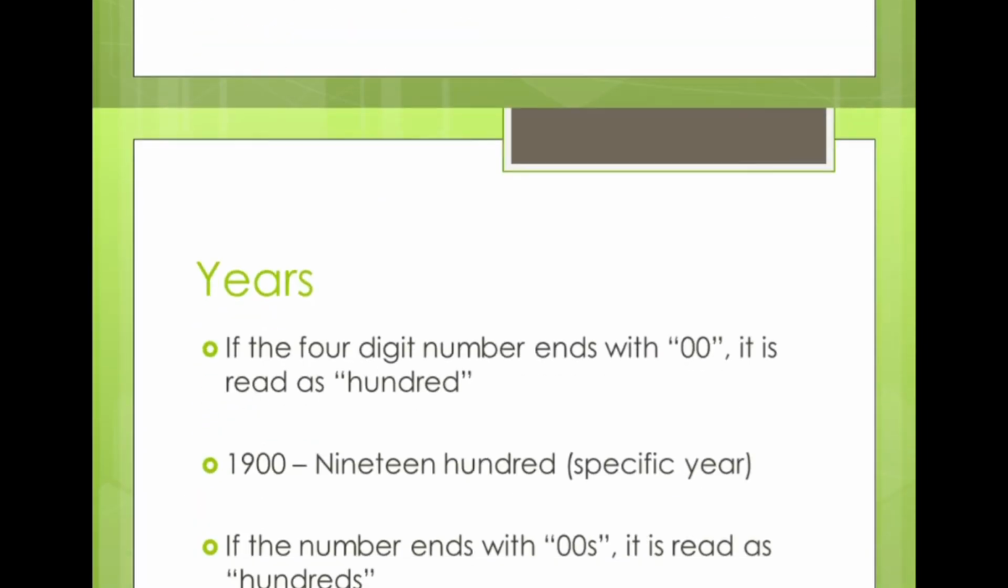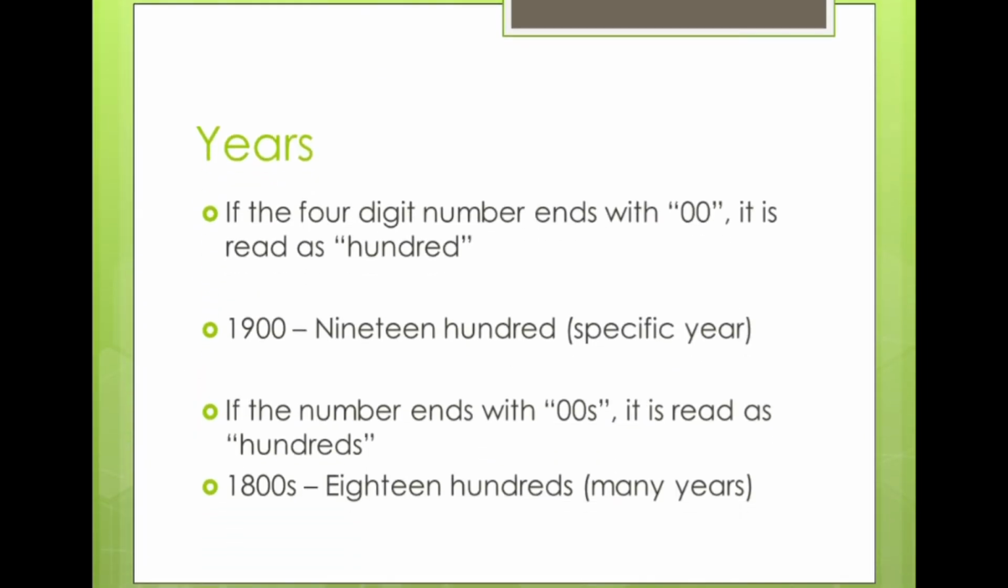If the 4-digit number ends with 00, it is read as 100. For example, 1900. This is referring to one specific year. However, if the number ends with 00s, it is read as hundreds. For example, 1800s. This is not referring to one particular year, but it is referring to many years.